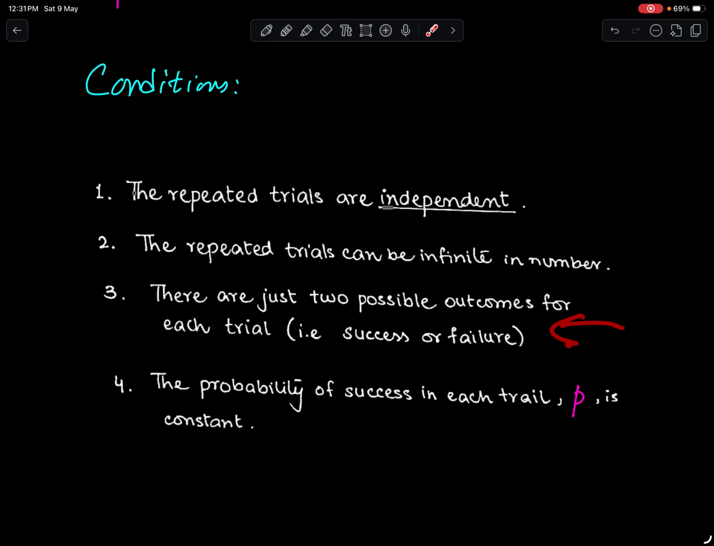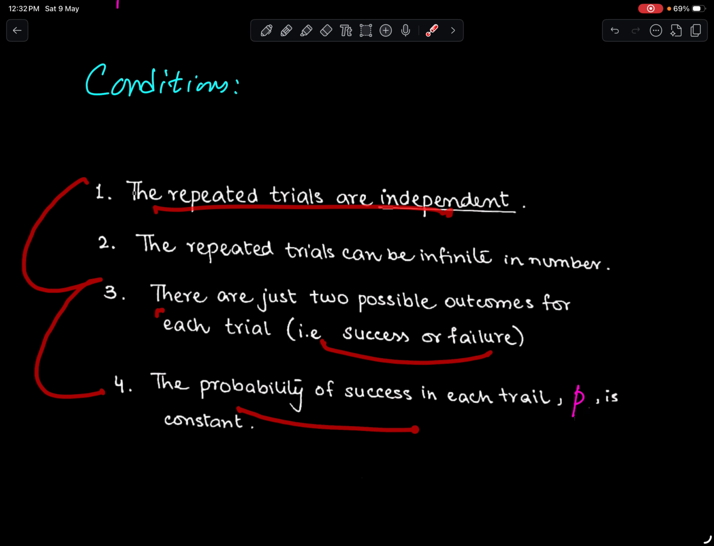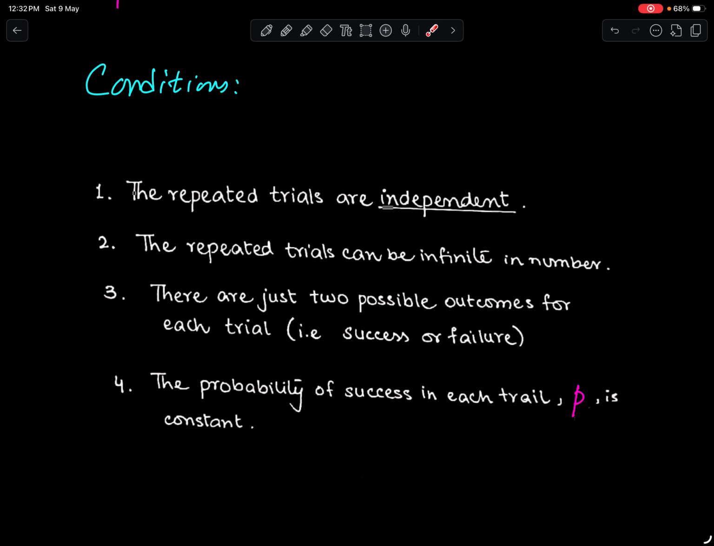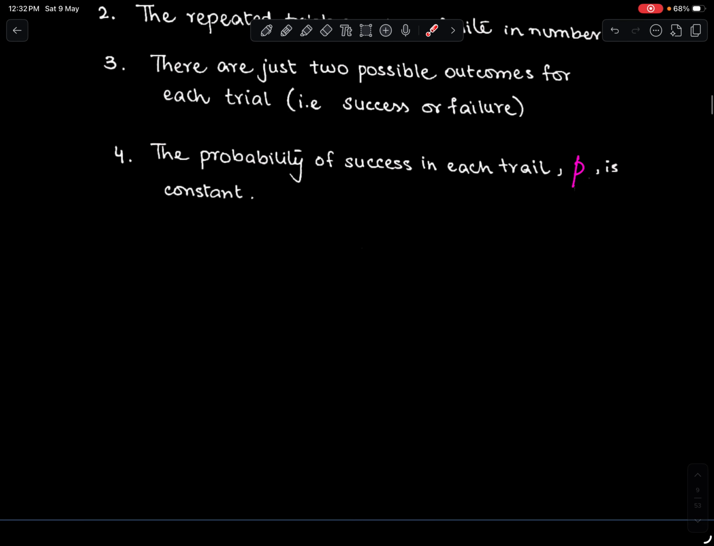This is similar to binomial. These 3 properties, in fact 1, 3 and 4, are exactly similar to binomial. In binomial the trials are independent. In binomial there are only 2 outcomes and the probability of success is constant. So these properties are exactly similar to binomial, but this is the difference: in binomial the trials are fixed, whereas in geometric the trials can be infinite in number. And that is why this distribution is also known as an infinite distribution.